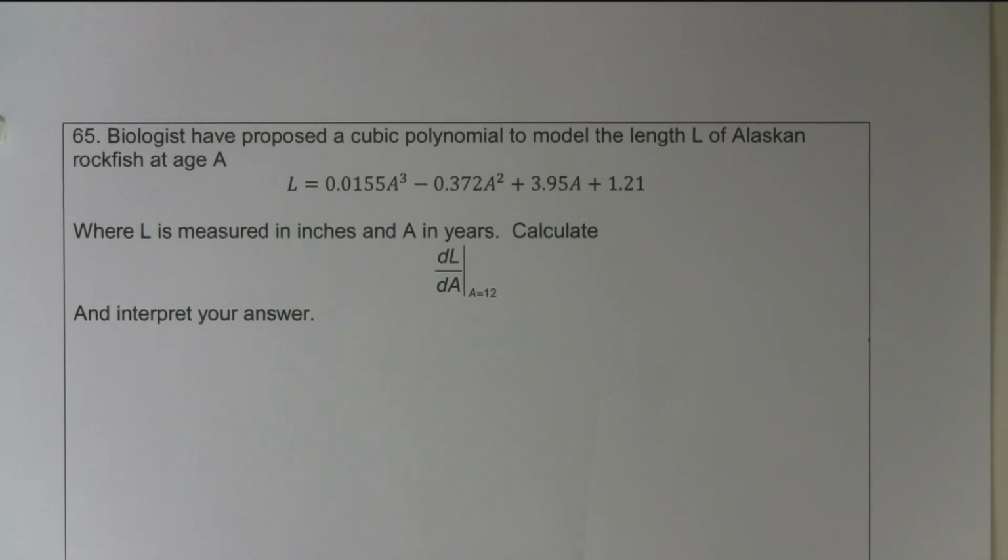Biologists have proposed a cubic polynomial to model the length of Alaskan rockfish at the age of A. And so I have read and whatnot about rockfish. And so I like rockfish. I think they're kind of cool. And that they almost went extinct.